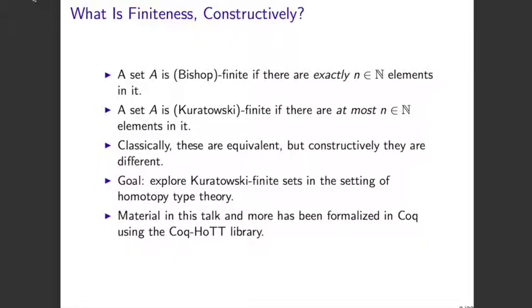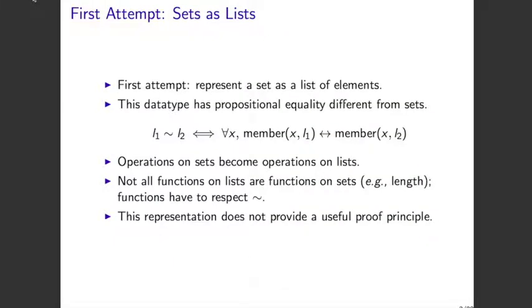So let us take a look at how to make Kuratowski finiteness precise in type theory in some sort of natural way. For the purpose of representing sets bounded from above, we can represent a set as a list of elements, possibly with some duplicates. However, we do hit some obstacles with this definition. Firstly, the propositional equality on this data type is not the notion of equality of sets. Instead, some sort of extensional notion of equality is desired.